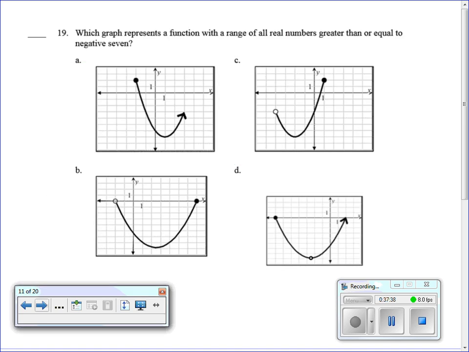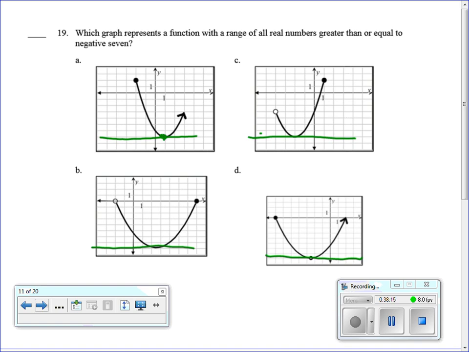Looking at 19, it says, which graph represents a function with a range of all real numbers greater than or equal to -7? So we're looking at the range. We want to start at the bottom. So we want to see which one starts at -7. Well, they might all start at -7. They might not all start at -7, but let's see. It appears that all of these graphs are starting at -7. So we want all real numbers greater than or equal to -7. Well, here we have it as touching -7, so it is equal to -7.